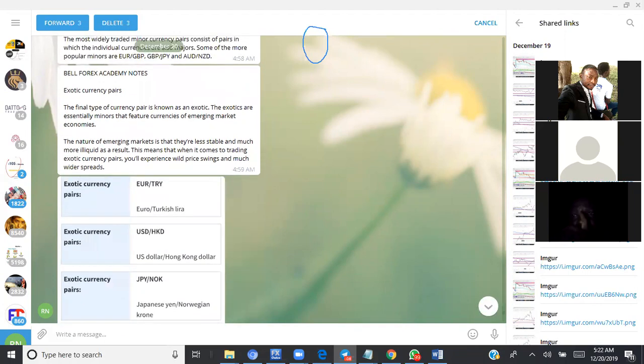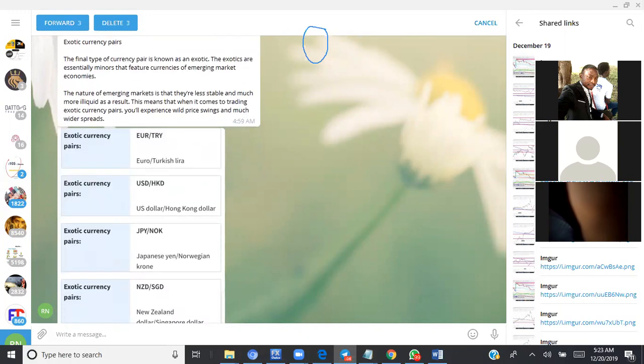We're going to look at the case of exotics. The final type of currency pairs is known as exotic. Exotics are essentially minors that feature a currency of an emerging market economy. So these are currencies from emerging economies. Their economy is not really that strong. So we need to understand that they are less stable. The exotic pairs are less stable. That is why they are very volatile.